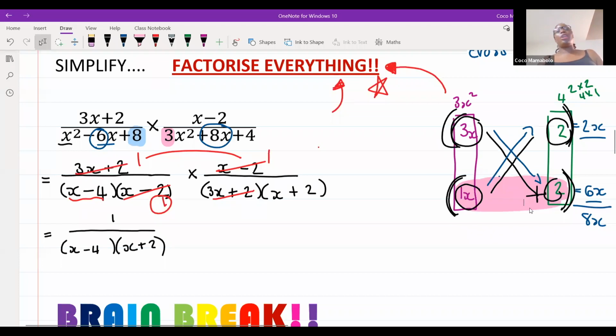Hello, ma'am. On the equation on the left-hand side where it says x squared minus 6x plus 8, what if the sign changed and there's a plus in front of the 6x and then a minus on the last term? If it was x squared plus 6x minus 8, like that.